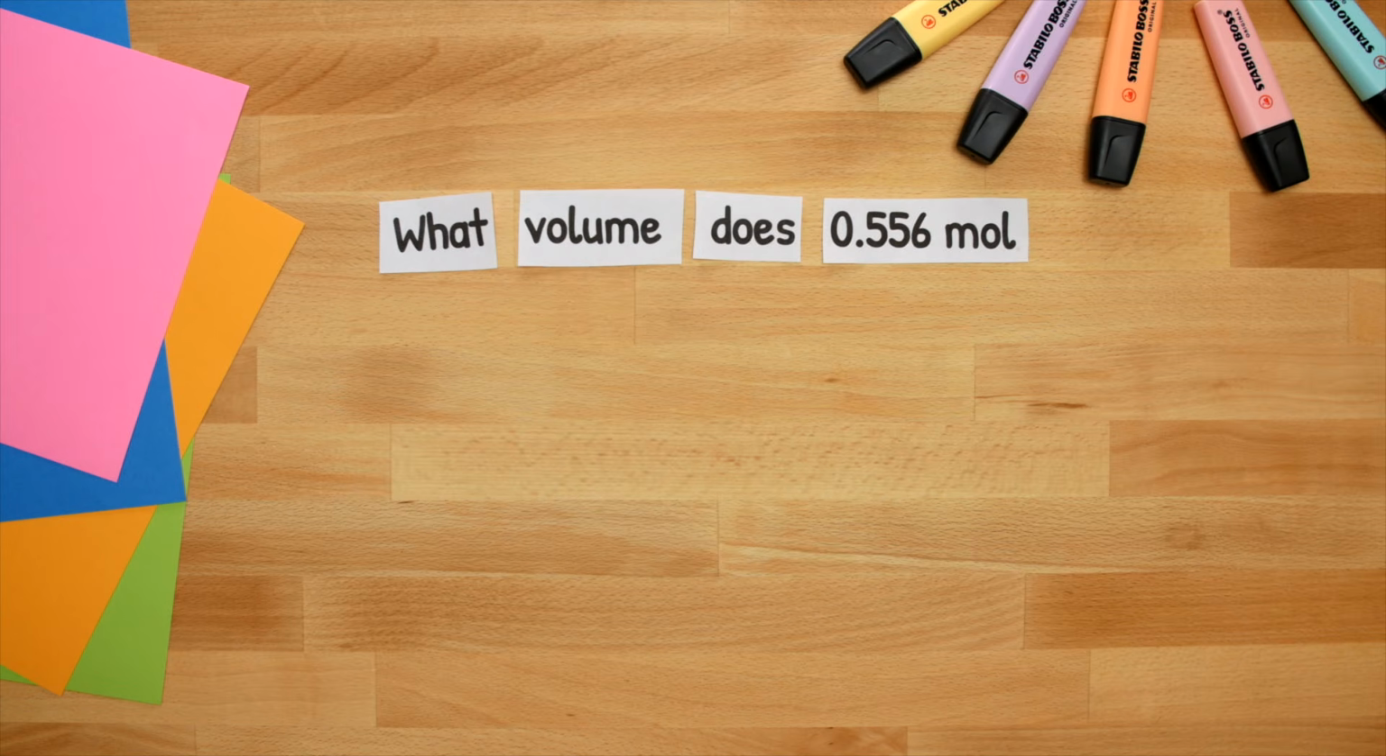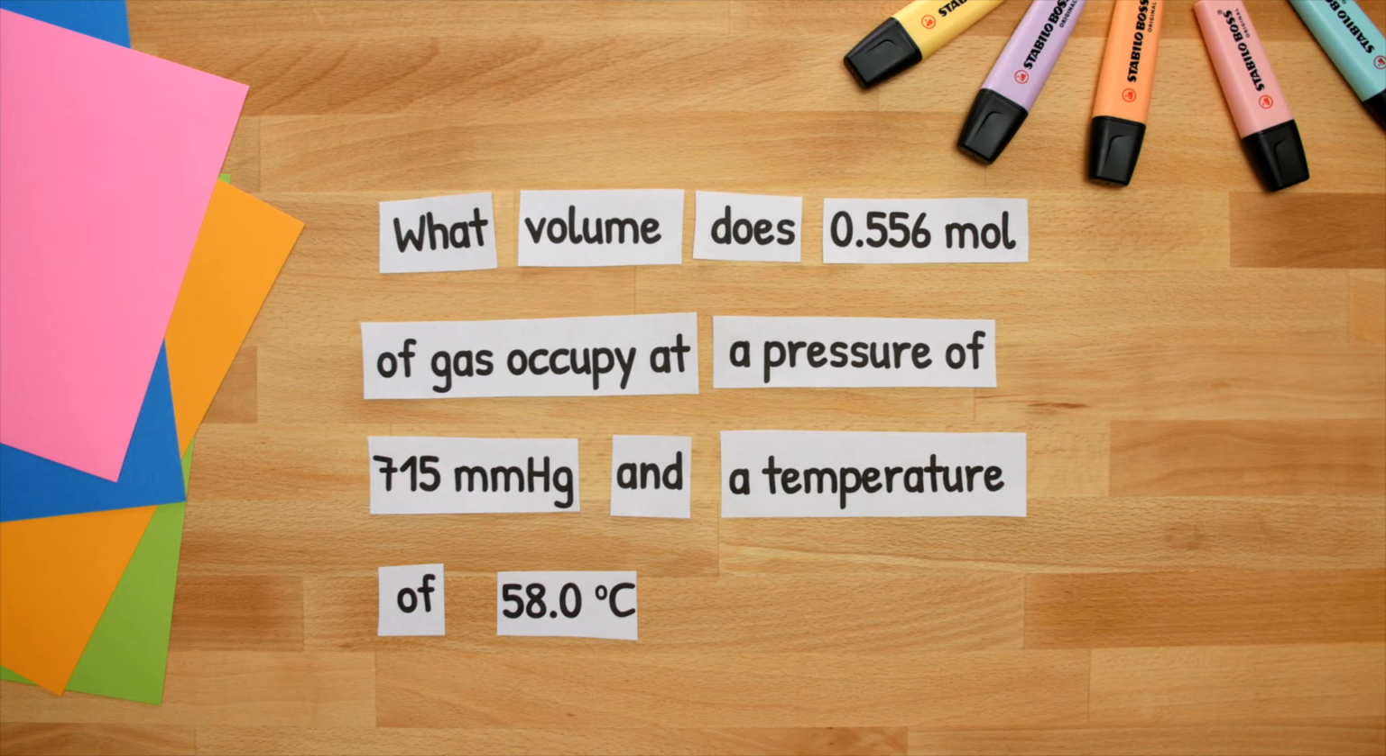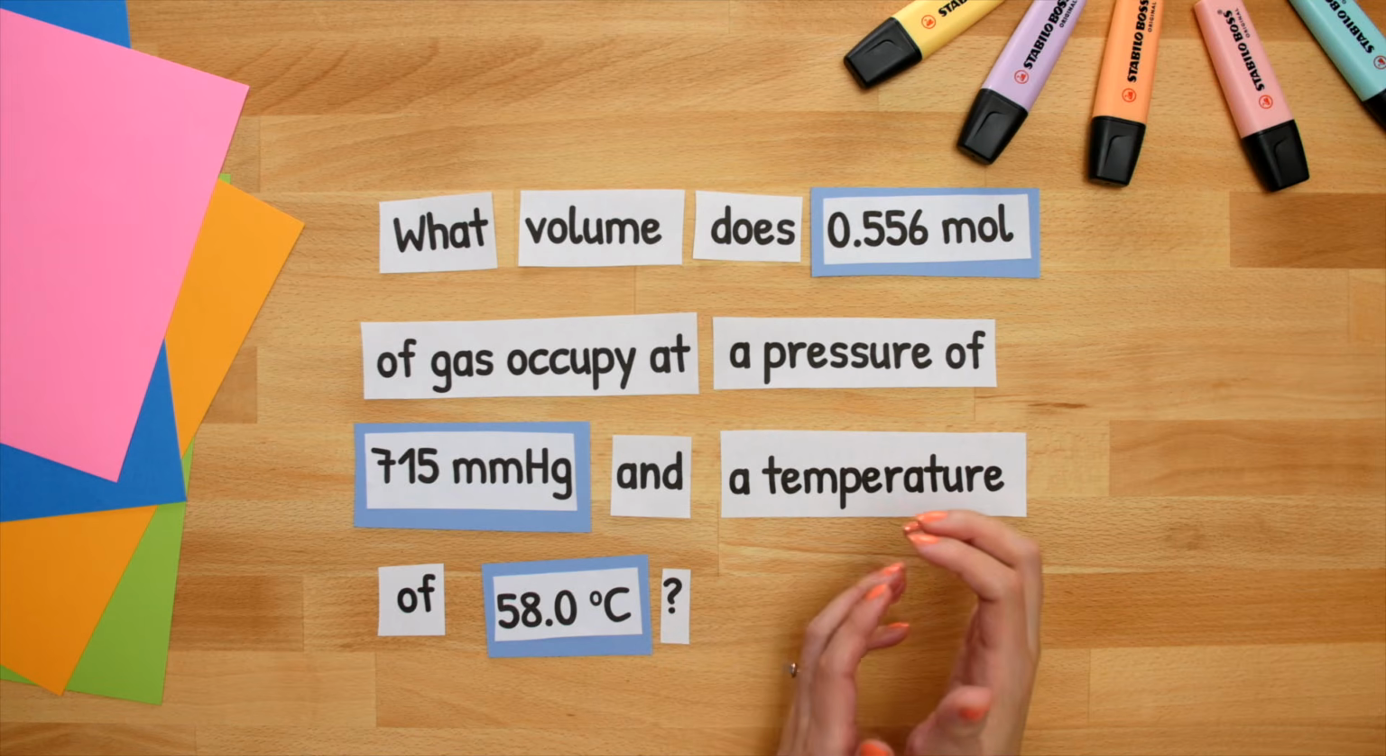What volume does 0.556 moles of gas occupy at a pressure of 715 millimeters mercury and a temperature of 58 degrees Celsius? Let's identify our given and what we're finding. Our given is moles, pressure, and temperature, and we're finding volume.